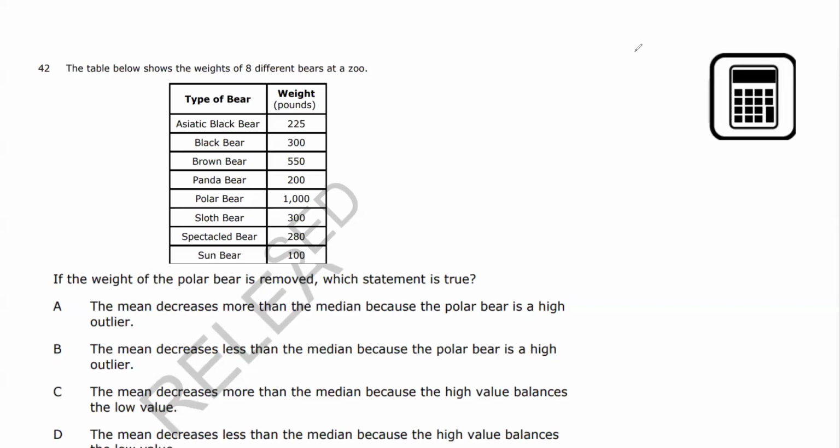Okay, in this one, we're looking at a chart. We're looking at a bunch of answers. This is a difficult one. Not really, but it is because of all the wording. So here's what you got to do.